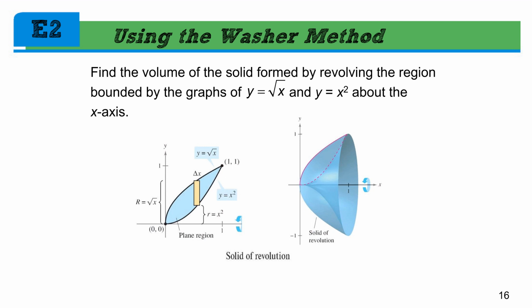Okay, so I've got this cat's eye looking thing, and we've seen that before. It's the bounded region between the graph of the square root of x and x squared. It meets at (1, 1). Again, we've seen this before. So I drew my representative rectangle, and I'm drawing the representative rectangles very large because we're just learning. When I spin that, I end up getting a disc. I shouldn't say a disc, I'm sorry. I get a washer.